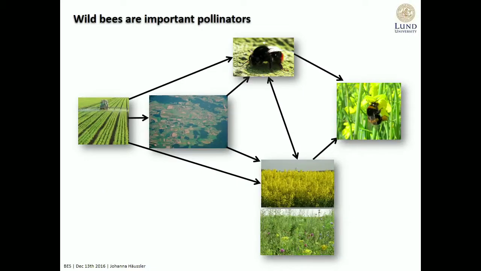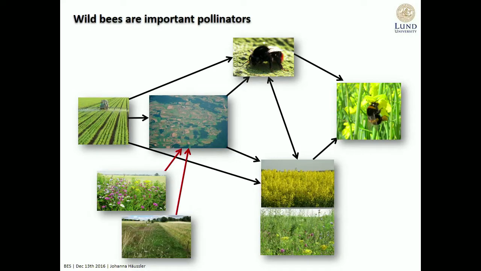I will just go through this very quickly. We heard a lot about it already. Wild bees are important pollinators, but they're threatened and declining due to land use change and land use intensification, and this also impacts the pollination services they contribute to wildflowers as well as crops.